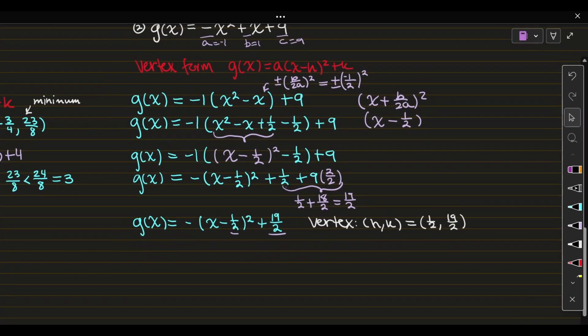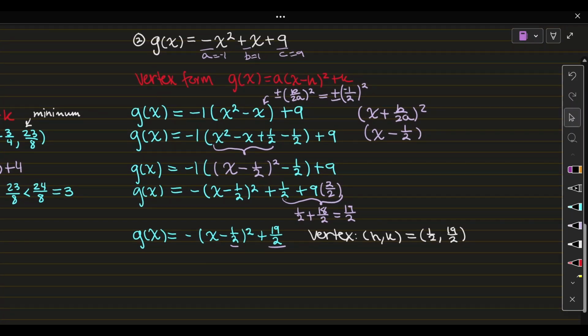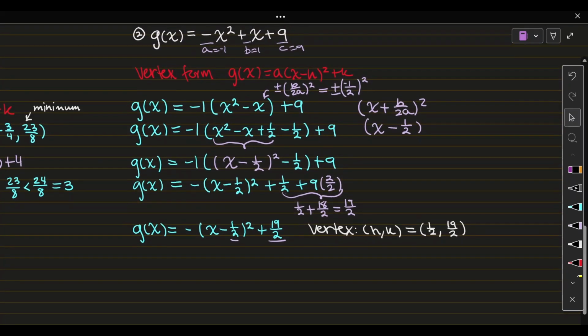So again, we're just going to pick any point. We'll say x is equal to 1, just for ease of computation. So we're going to take g of 1 to compare it to k, which is 19/2. So g of 1 is equal to -1 squared plus 1 plus 9. That's the same as -1 plus 1 plus 9. This is not -1 quantity squared. This is -1 squared. 1 squared is 1, so this is -1. So -1 plus 1 is 0, so all I'm left with is 9.